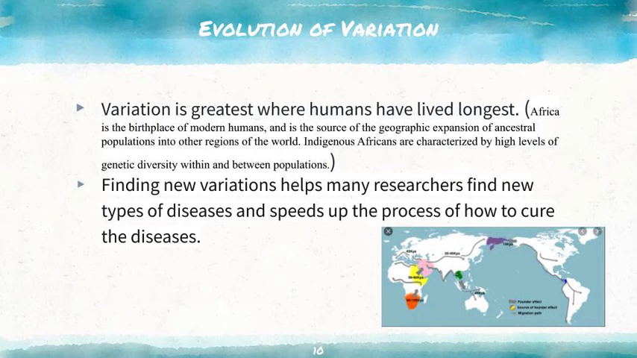Drift will result in some variation being lost, but also some new variation. For example, a new mutation in mtDNA, NRY, or autosomal genes reaching high frequency. Finding new variations may help researchers find new types of diseases and speed up the process of how to cure the diseases.